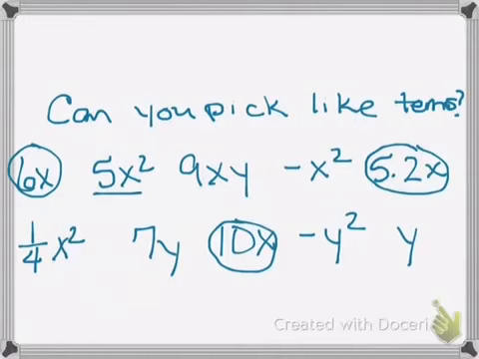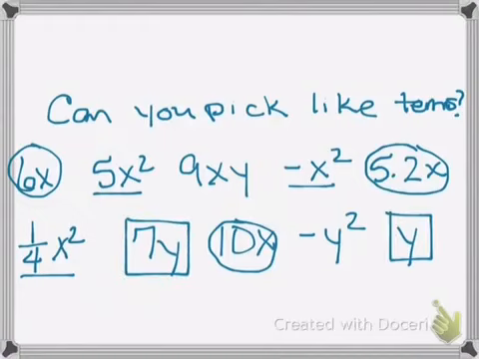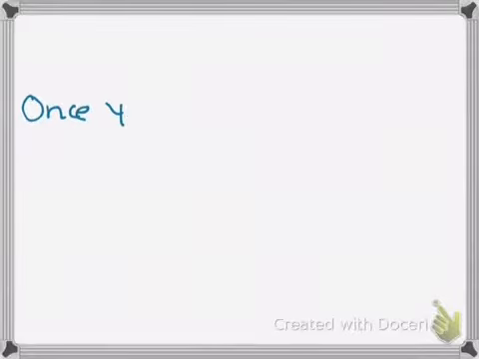Next, let's see the x squared terms. We have 5x squared, negative x squared, and 1/4 x squared. And that's all the x squared terms. Do you see any more terms that have the same variables raised to the same power? I see a couple more. There's a 7y, the y term, and then just the regular y term. The coefficient for that term is a 1. So that's all the like terms on this page.